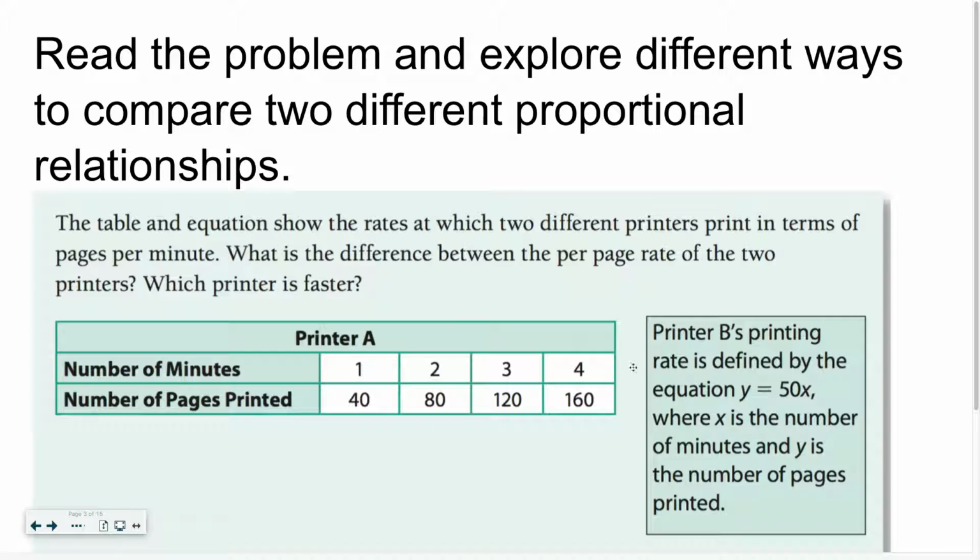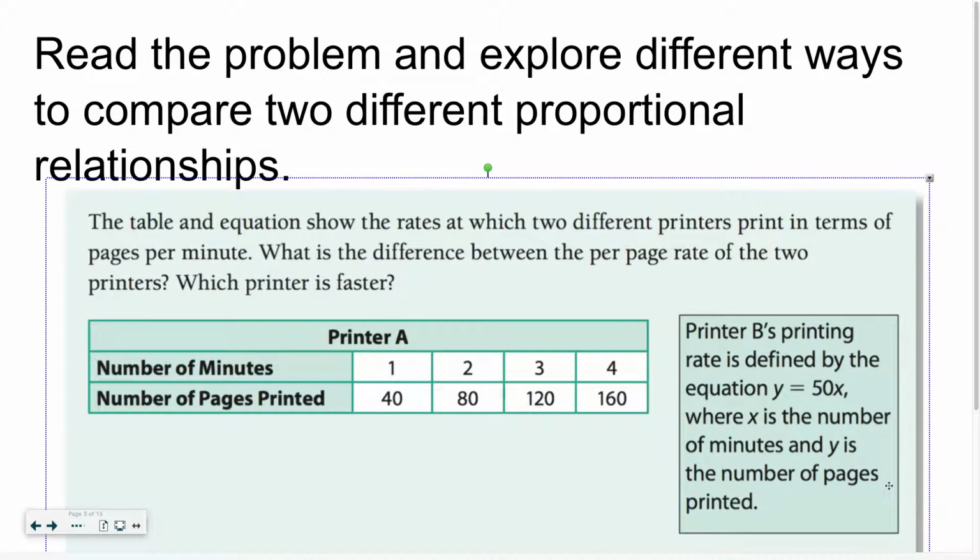A table and an equation, a proportional table and proportional equation, and we're going to compare them. Our goal is that we can compare. So we were looking at proportional relationships. We found the unit rate in a graph. We found the unit rate in a table. We found the unit rate in an equation. Now we're going to go one step further and we're going to start to compare.